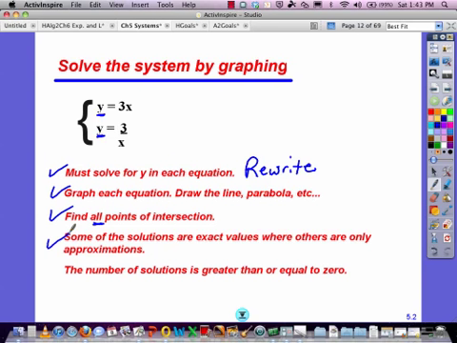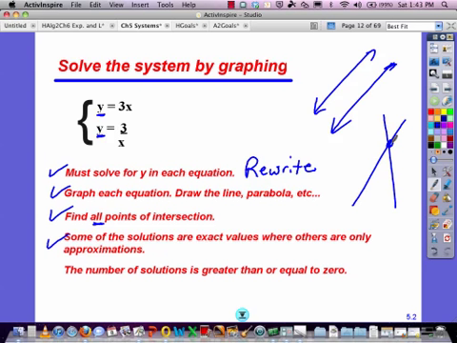Because truly, if you think about some of the intersections and the different graphs we've drawn over the course of just this year, they could cross at no points of intersection. An example of that would be our parallel lines. They could graph at one point, just like that last one. Two lines that intersect might graph at one point of intersection.